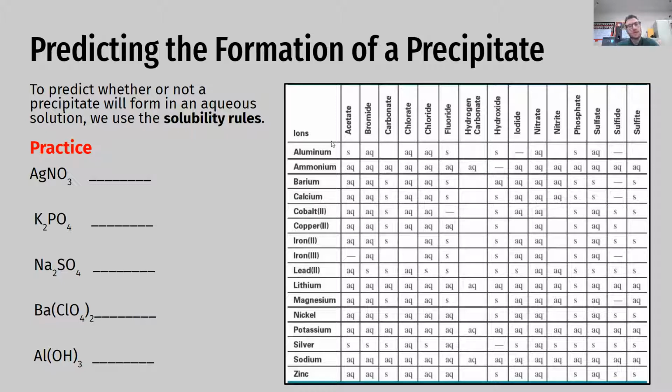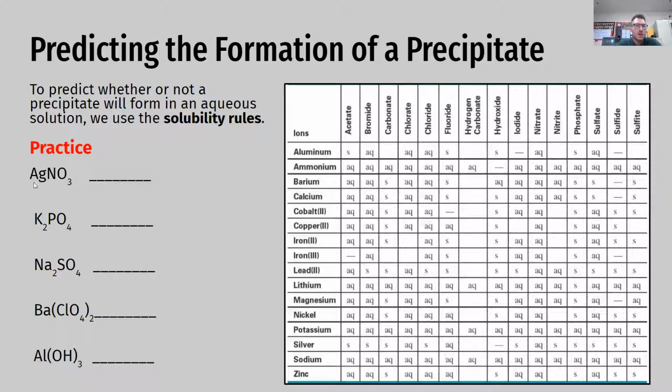And you guys will be able to use this on any test, any homework assignment, anything pertaining to double replacement reactions. You will be able to use this chart just like the activity series. So the way this works, if we're looking at our first example, hopefully you're following along in your packet. These are the same examples in your packet.